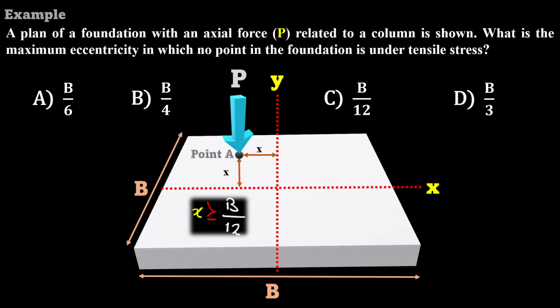So the answer for avoiding any point under our foundation being in tensile stress is choice number C, b over 12.